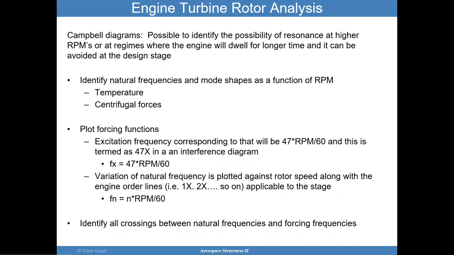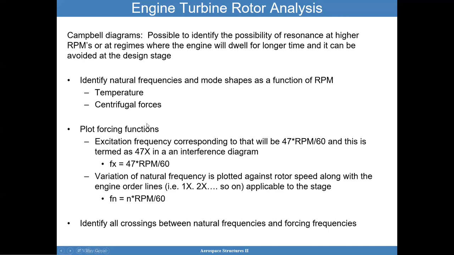You can identify the natural frequencies and mode shapes as a function of RPM. So what you want to do is calculate, at zero RPM, the natural frequencies and mode shapes, increase the RPM to a higher value, map the temperatures onto the blade, and recalculate the natural frequencies and mode shapes while including the centrifugal forces. In essence, you want to include the pre-stress effects. You can then plot the forcing frequencies.